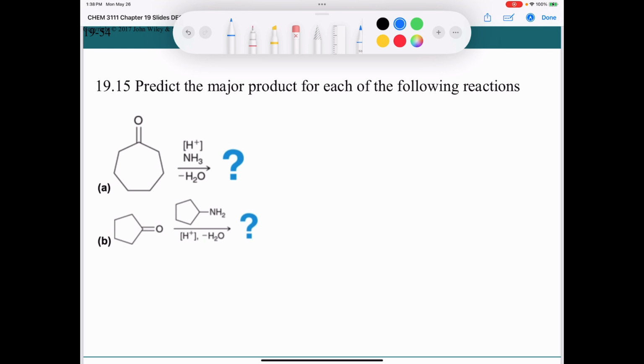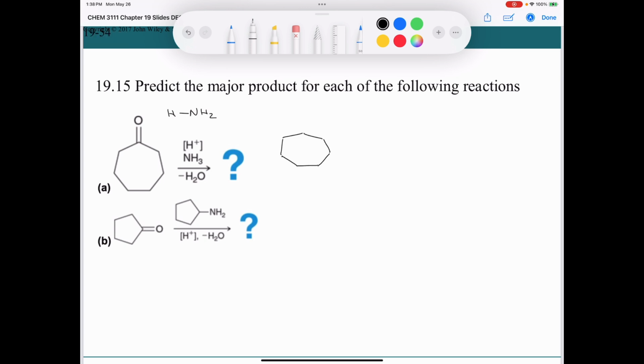Here we have a ketone. This would be cycloheptanone, and then we're treating it with ammonia, a catalytic amount of acid, and we're removing water. So you can think of ammonia as being like our NH2, and then your R group is like a hydrogen, okay? You could think of it that way if you want. And so we're going to form an imine in this case.